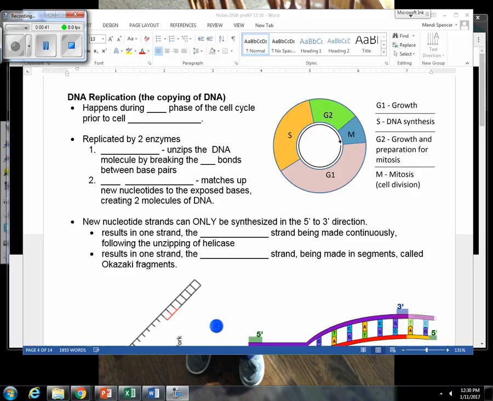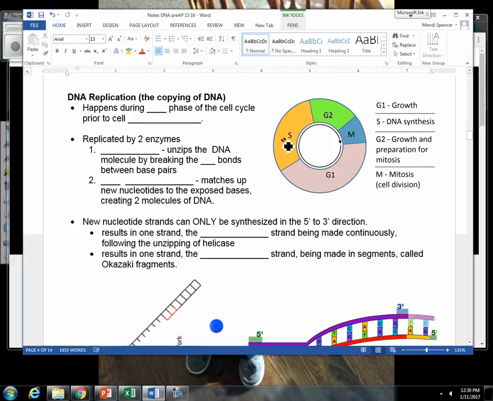Now you know a little bit about DNA replication because we talked about it in the last unit with mitosis and meiosis. We learned that in this stage of the cell cycle, S phase, the S stands for synthesis, and what is being synthesized is DNA. So the cell is copying its DNA, or replicating it. DNA replication happens to the DNA in the nucleus during S phase of the cell cycle.